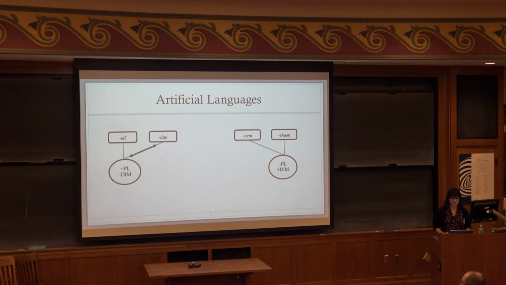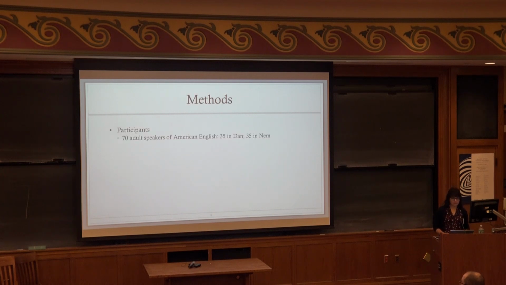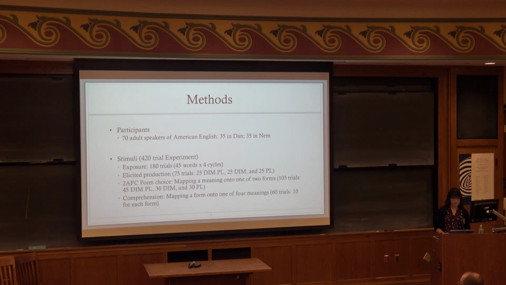The 2 languages differ in the identity of the frequent suffixes. Of course, frequency is the manipulation here. So in one language, don has a high frequency by a factor of 4. In the other language, nem has a high frequency by a factor of 4. All other suffixes have equal frequencies. The crucial thing here is that during test, we are presenting the learners with plural diminutive. So that's the novel but related meaning that we are testing them on. Okay. So we have 70 adult speakers of American English, 35 are exposed to don, 35 are exposed to nem. Our design is a 420-trial experiment.